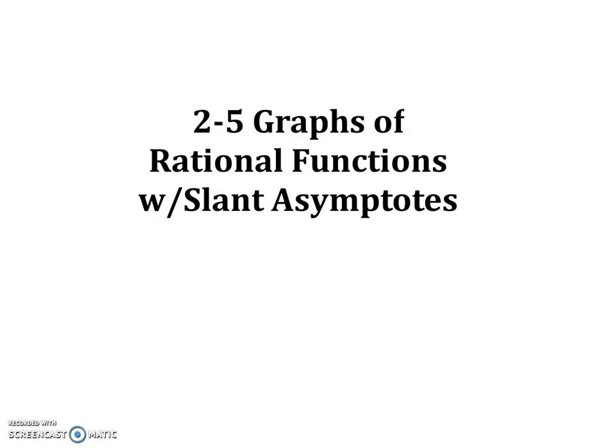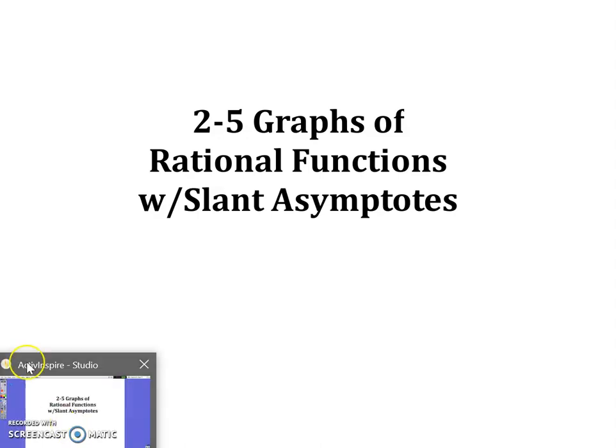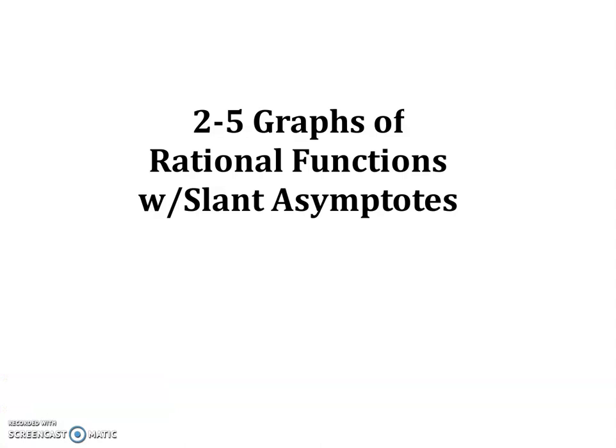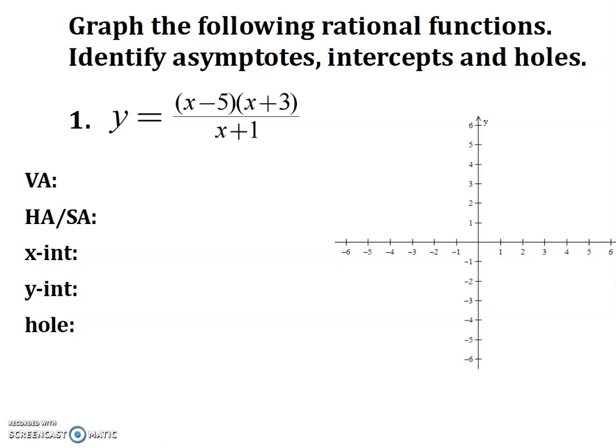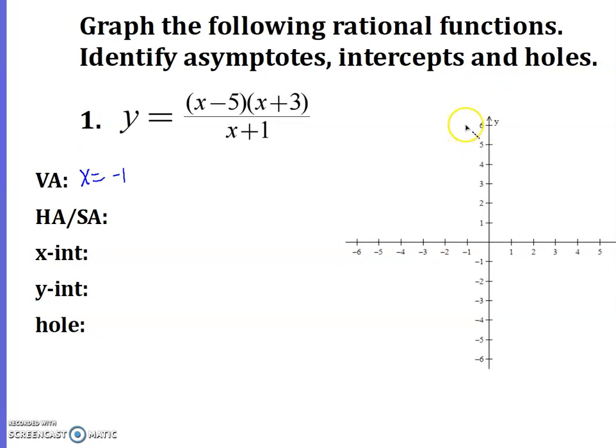Okay, today we're going to go over how to find and graph with slant asymptotes. So let's look at our first example. We're going to graph, identify asymptotes, intercepts, and holes if there are any. On this one, our vertical asymptote comes from the denominator. So that's x equals -1. So I'm going to go ahead and draw this in.